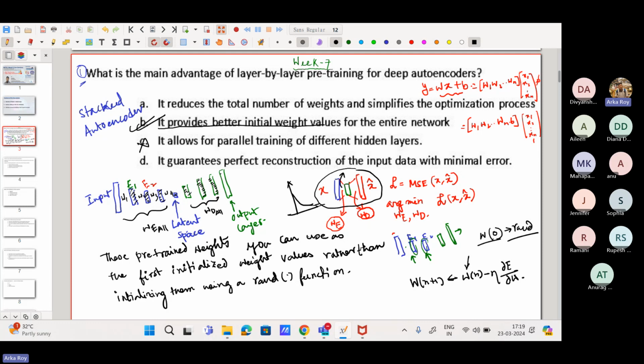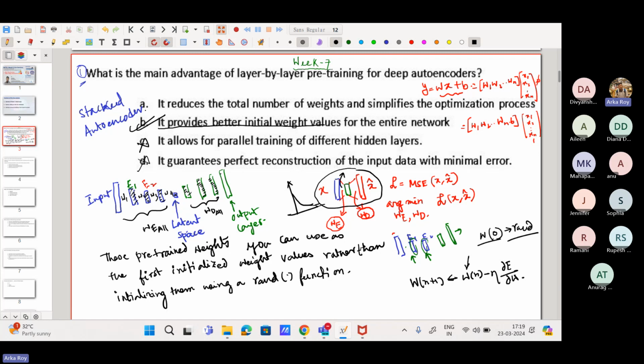For example, in some cases MSE cannot be used, some other loss function can be used, so you cannot just ensure that your reconstruction loss will be minimal by just using layer-wise pre-training. That is not possible. So option D is also wrong.